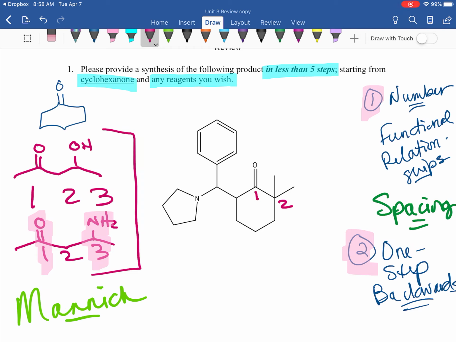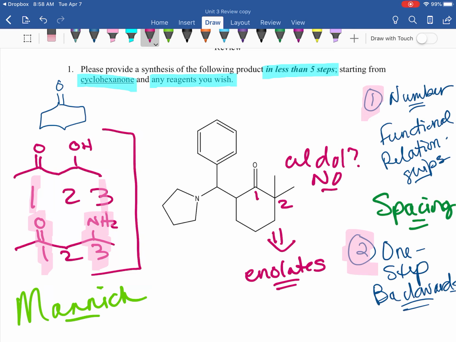So can I get there from an aldol? No. Nope, your aldol spacing is 1 and 3, not 1 and 2. Where did we see that 1, 2 spacing? Our enolates. So how are we going to make these bonds? We're going to use the enolate of that ketone.